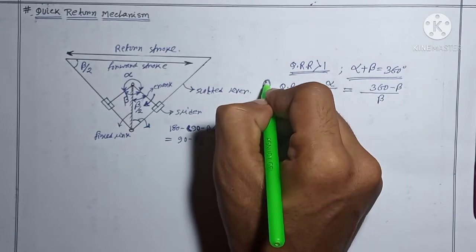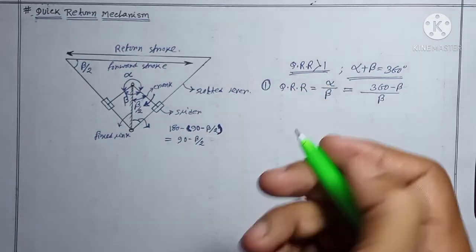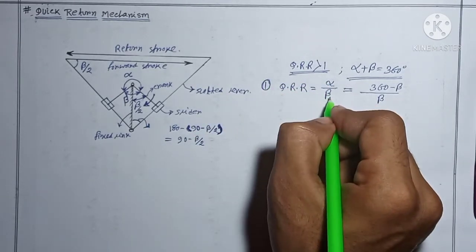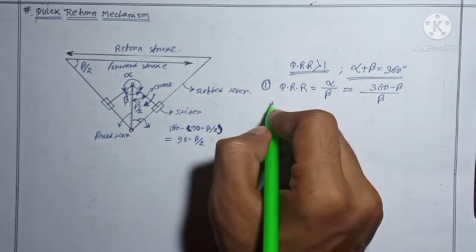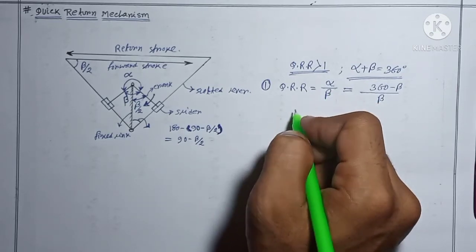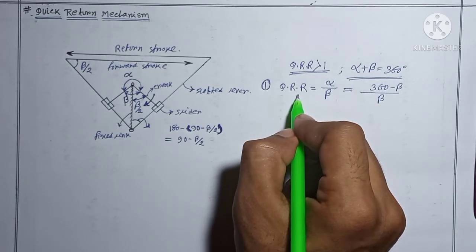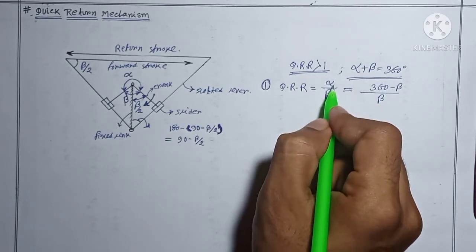So you can find the quick return ratio in this way. This is question number 1 they can ask. Next, one of alpha and beta is given, then you can find the quick return ratio, or maybe the quick return ratio is provided in your question and you have to find one of these two.